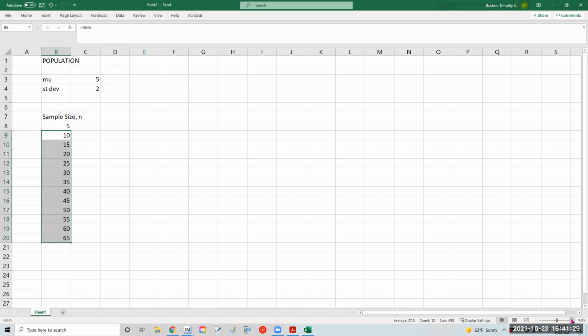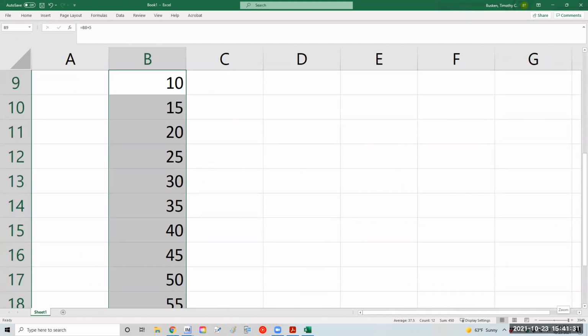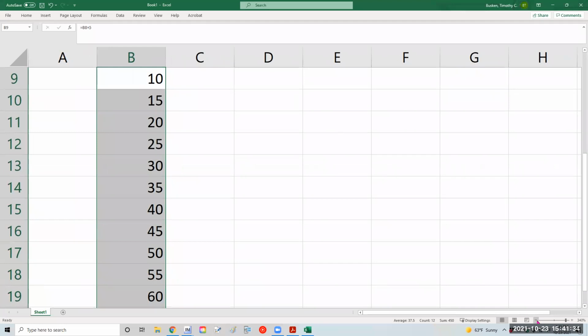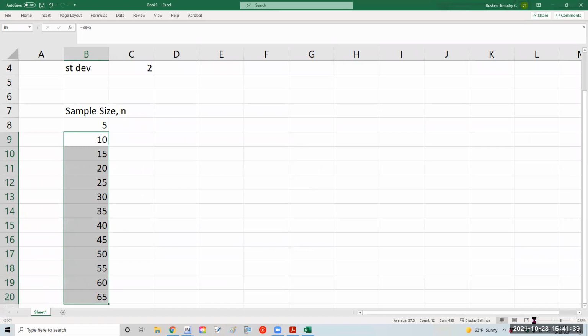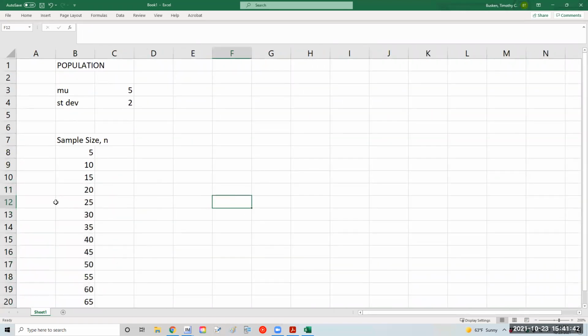Let me zoom in a bit more. Okay, so there are some different sample sizes that are increasing. And now let's calculate the standard deviation of the sampling distribution. We know that that's going to be equal to the population standard deviation, which is 2, divided by the square root of the sample size.